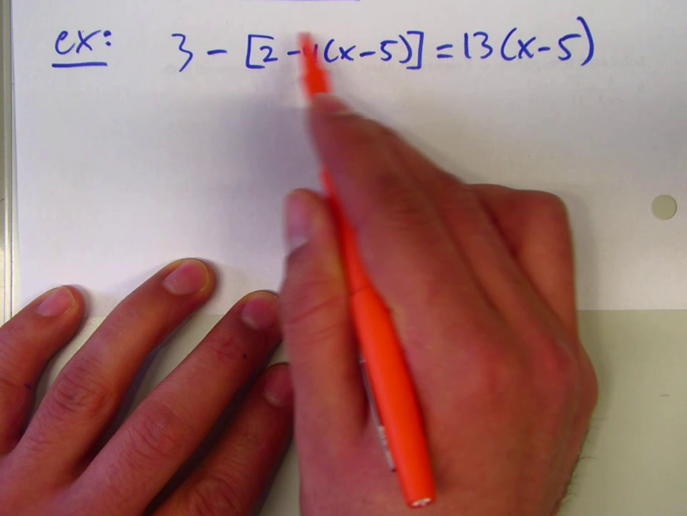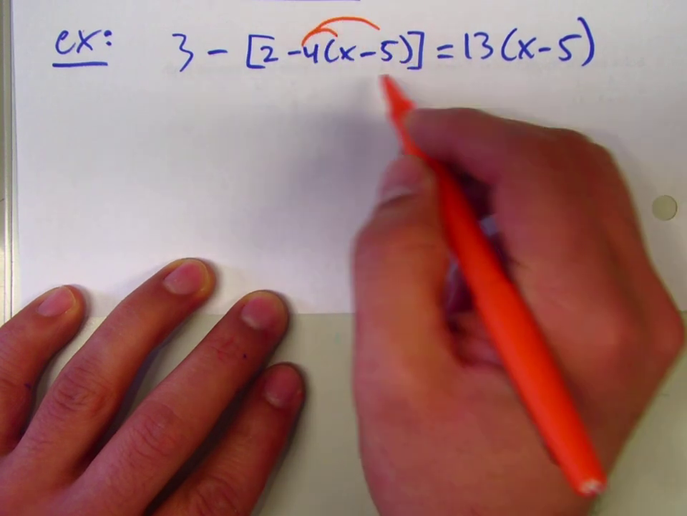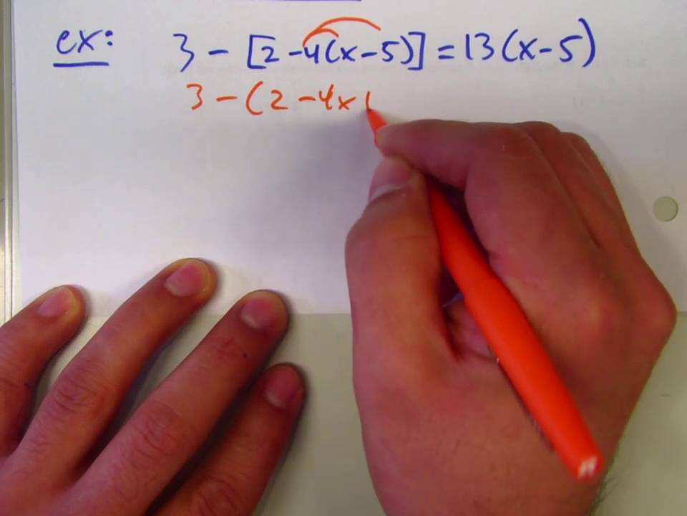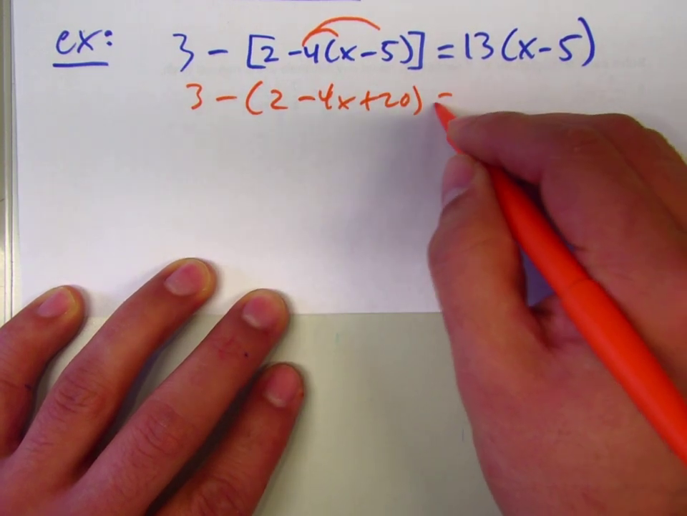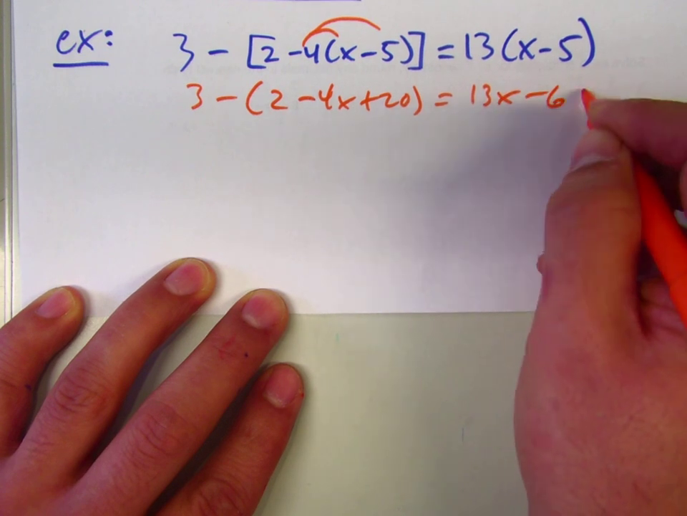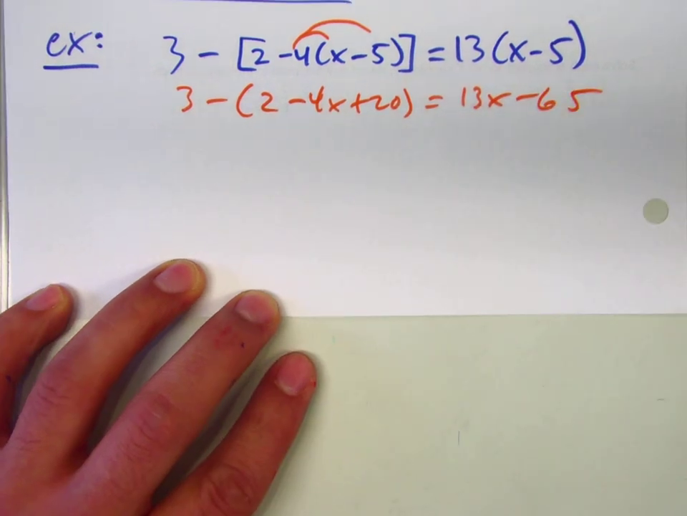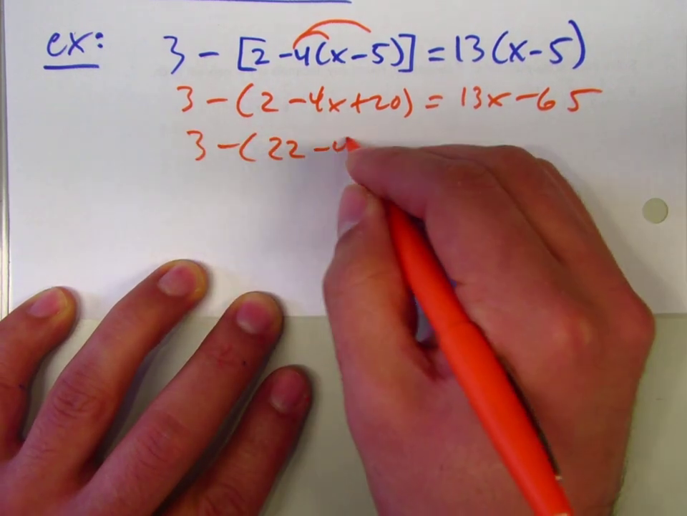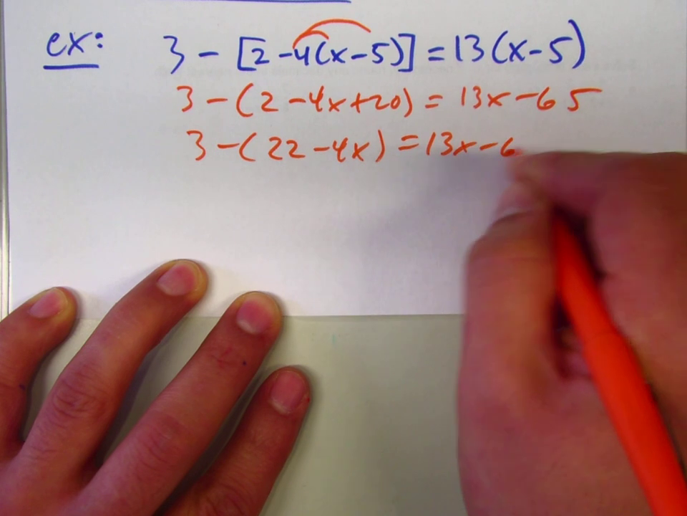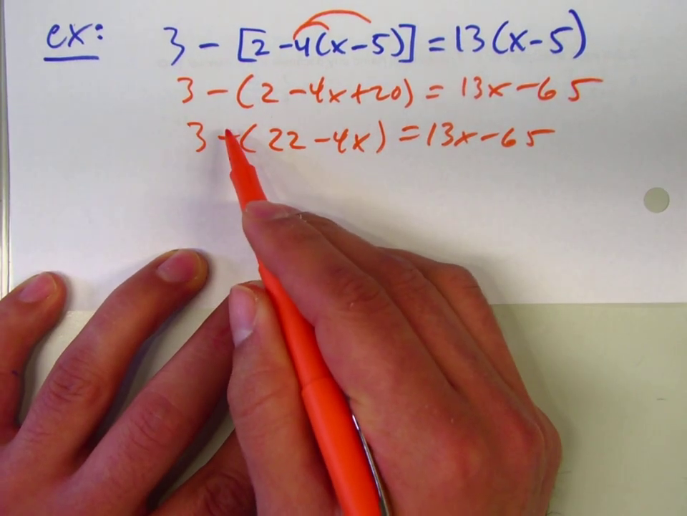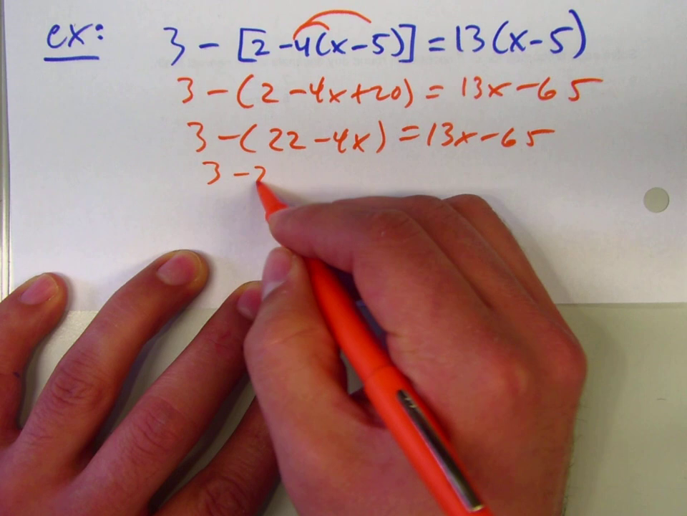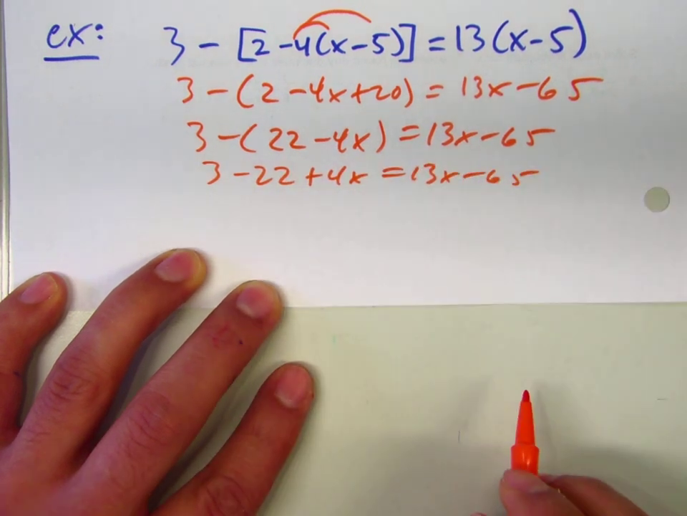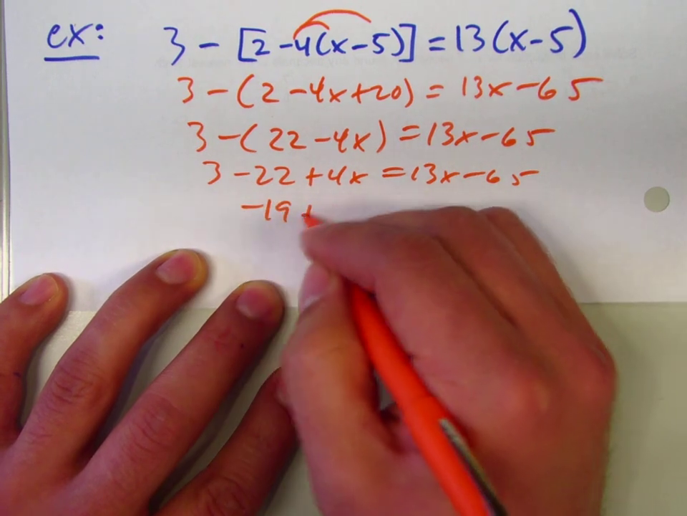Can we do anything in here? I would distribute the negative 4 first. So that becomes negative 4x plus 20. I could even distribute on the other side, might as well. That's 13x minus 65. Okay. We can combine like terms in here. That's 22. And then now we can distribute the negative to this expression. So 3 minus 22 plus 4x. Combine like terms again, negative 19.